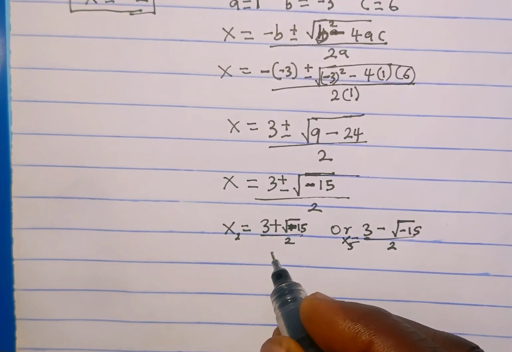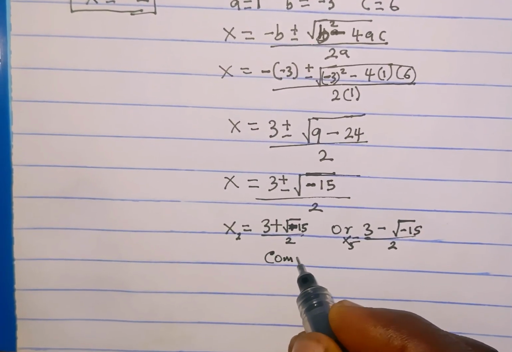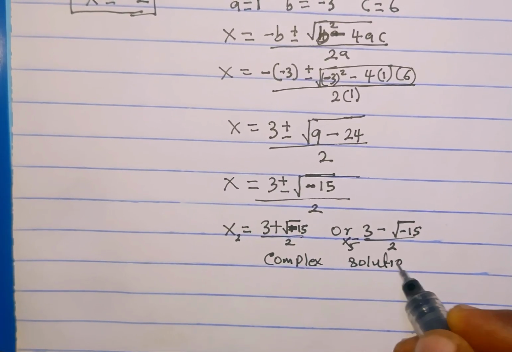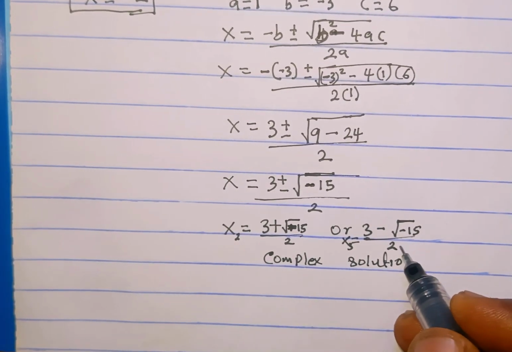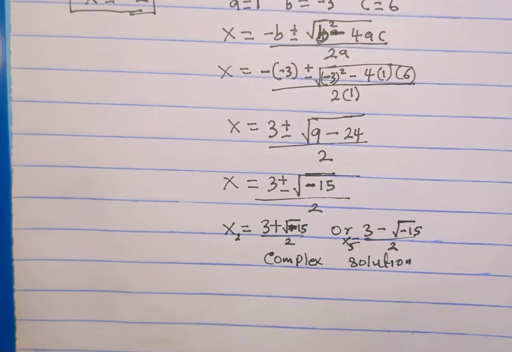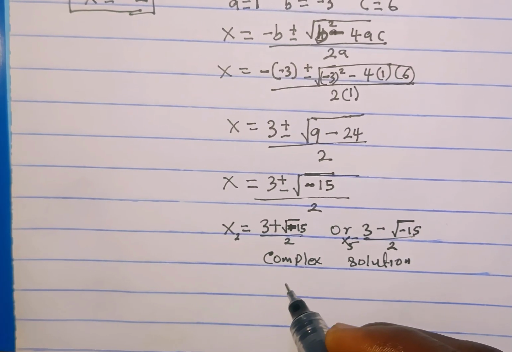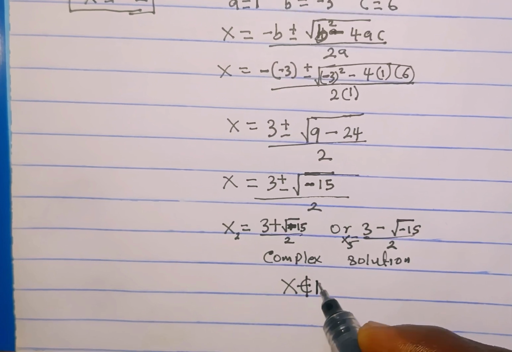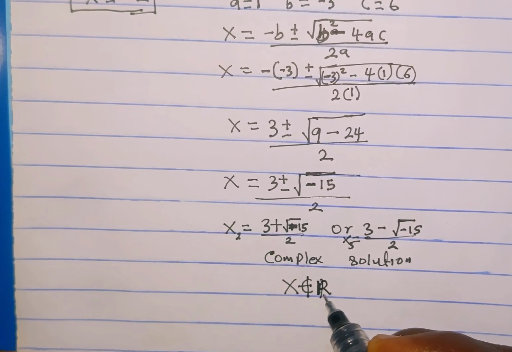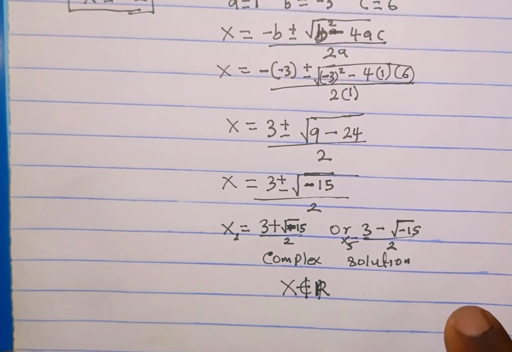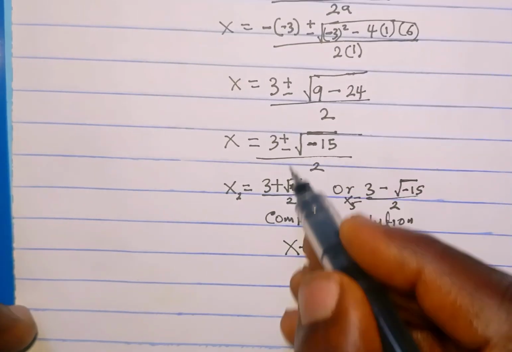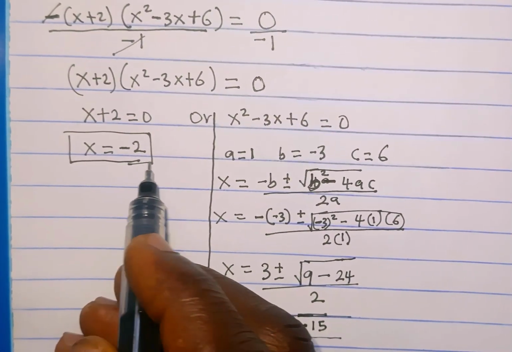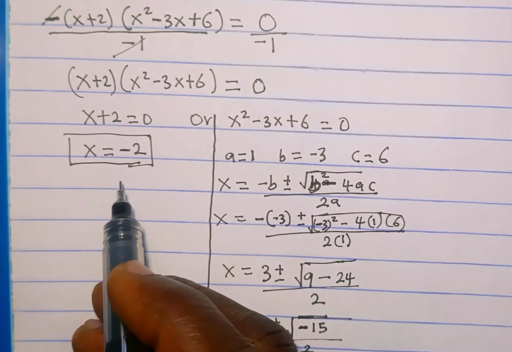Because this is a complex solution and what we are looking for is a real number, we can just conclude that this is a complex solution, because we are going to get i. If you take the square root of negative 15, we are going to get i of something. So x from here is not an element of the real numbers. Therefore, we are going to ignore these two solutions. So therefore, x is equal to minus 2 is the only solution that will satisfy this equation.